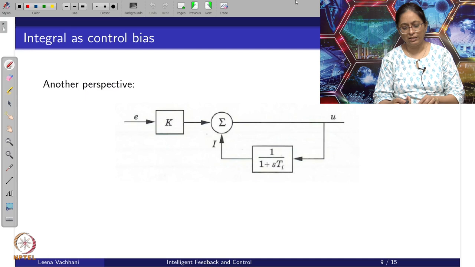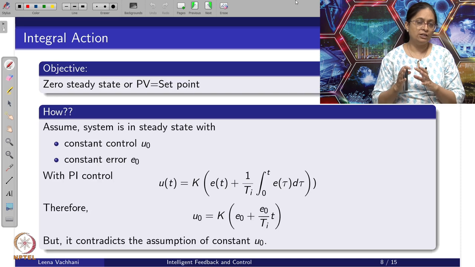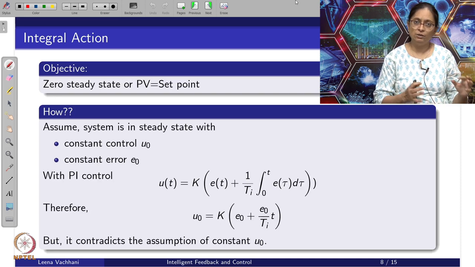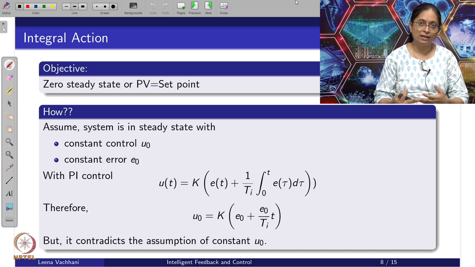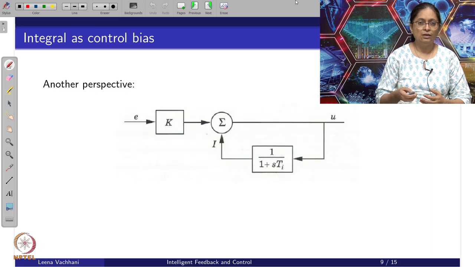So in the previous, okay, let me go back to the previous slide. The idea about this particular bias term added to the gain term is giving us more and more insight into how the integral action is taking place. This bias term idea is very old, and it has been applied in very nice industrial control methods.